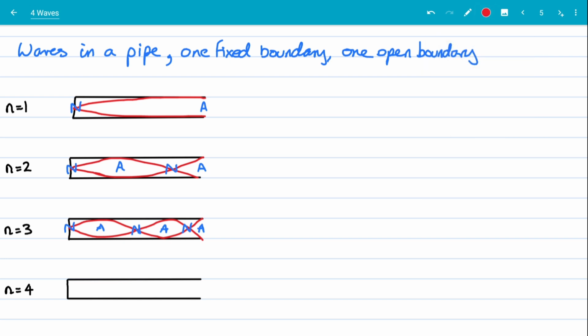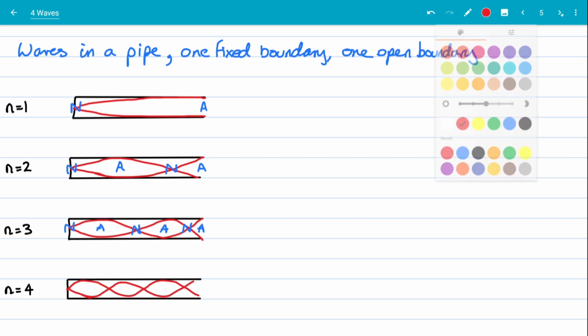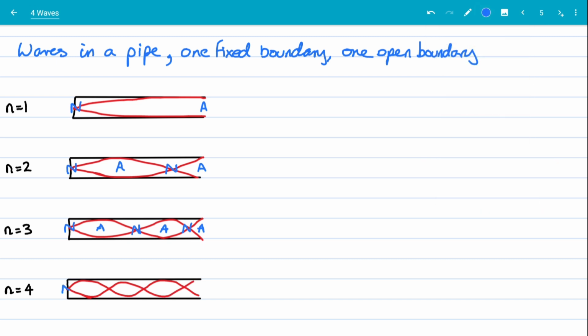And then the last one, the fourth harmonic. Right, up, down, up, down. Here we go. Up, down, up, down, up, down, up, down like that, and we can label node, node, node, node, and we've got the antinodes as well, which I might as well try and put in here. Each time we're adding one node and one antinode to our series.